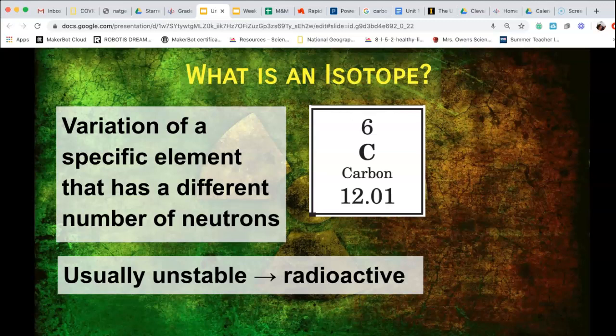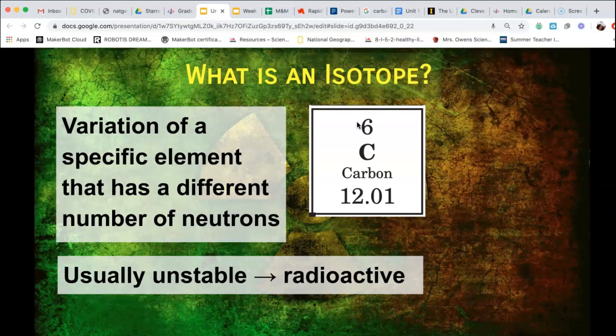So if we look at the example of carbon, this is the information from the periodic table. Carbon has an atomic number of 6, which means that it has 6 protons and 6 electrons. And it also has an atomic mass of 12.01. So if we round that to a whole number, that rounds to 12, which is our mass number. Then we can take that mass number 12 and subtract 6, our atomic number, and that gives us 6, which is our amount of neutrons. So carbon normally has 6 neutrons.